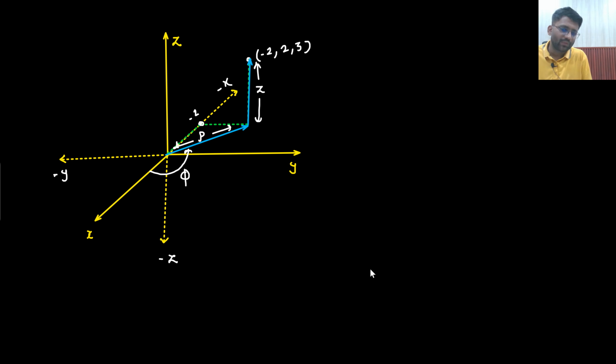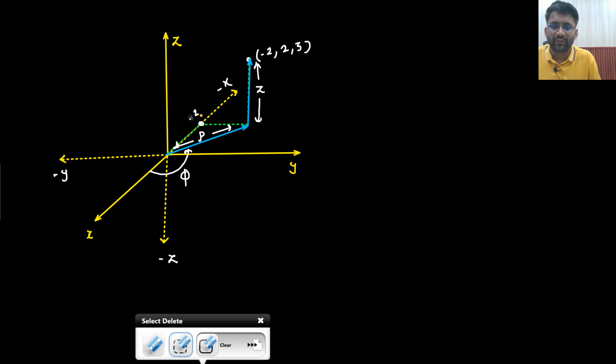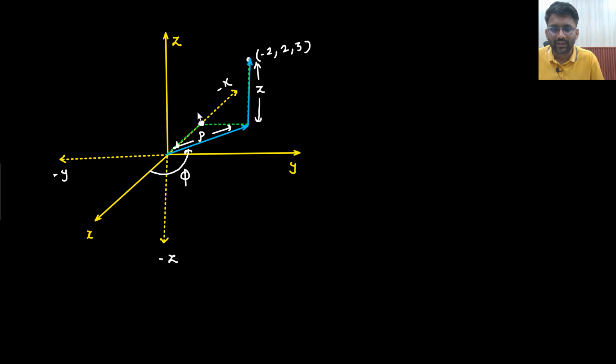Now what will be the value of this rho? Can you find it out? This point was minus 2, and this point was also 2, because you can see the coordinates are minus 2, 2, 3. That means on the x axis you have worked for minus 2, so this distance is 2. This distance is also 2.